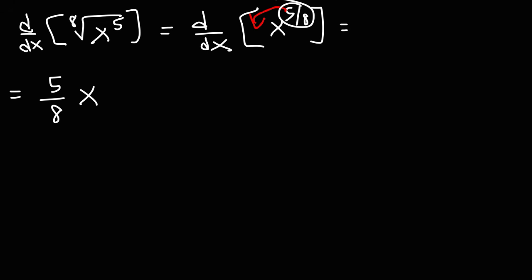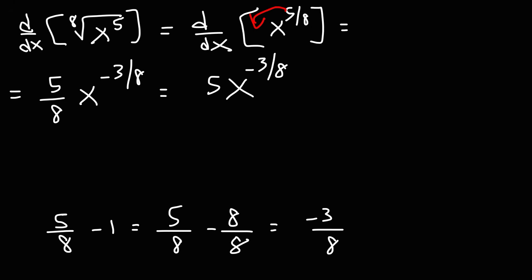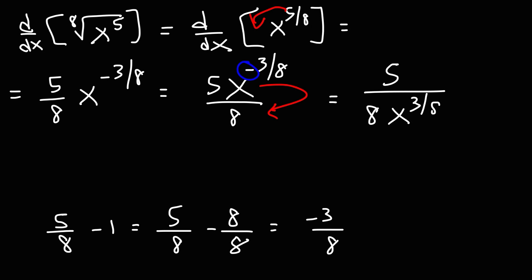Now let's subtract the exponent by 1. We're following the same steps. So let's get common denominators. Let's replace -1 with -8 over 8. 5 minus 8 is minus 3. So this is going to be -3 over 8. So we can rewrite this as 5x to the -3 over 8. Now this time we do have a negative exponent. So we're going to move the x variable to the bottom of the fraction. So it's 5 over 8x raised to the 3 over 8.